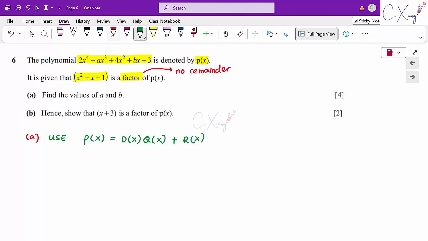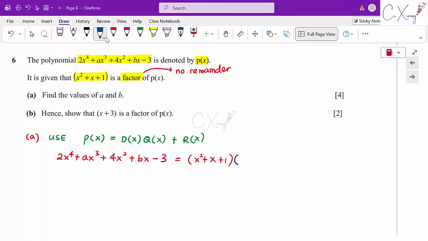And I want to apply this formula in my question here. My polynomial is 2x^4 + ax^3 + 4x^2 + bx - 3 equals to, the divisor is actually the factor here, like x^2 + x + 1. Then I need to write out the quotient by myself.